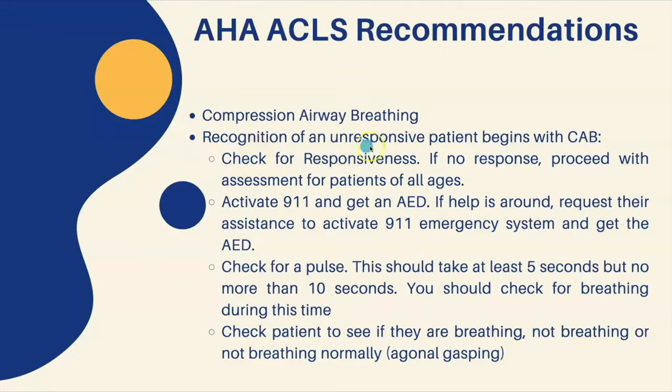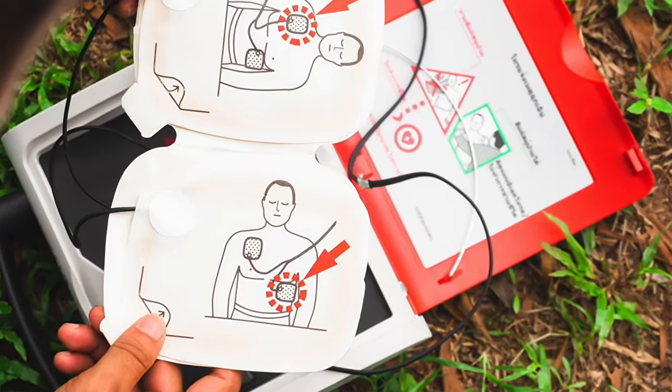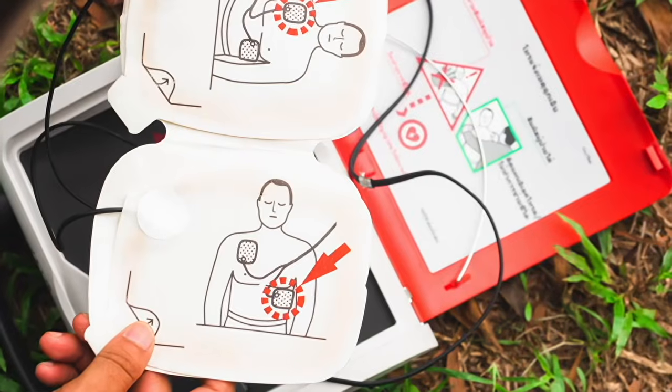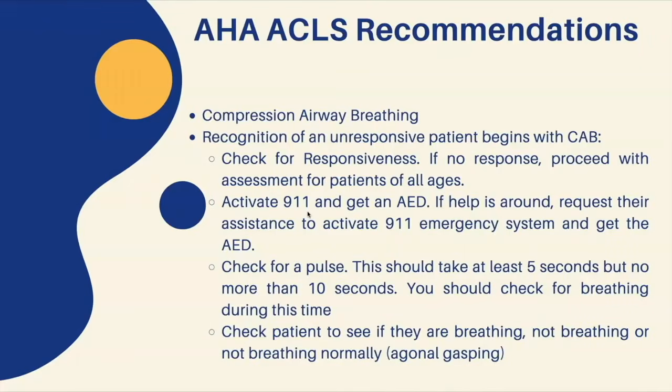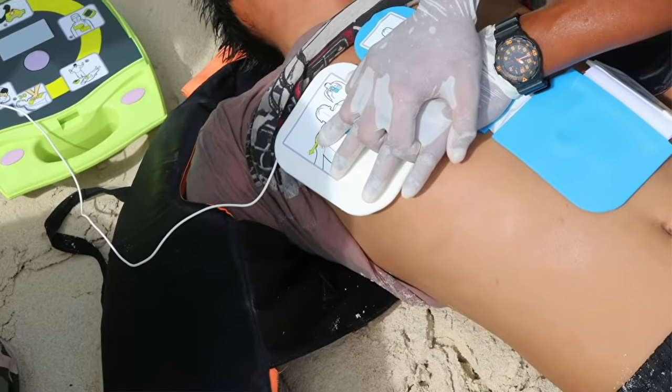The recognition of an unresponsive client begins with the whole tap, hey, hey, hey, can you hear me? If they can't hear you, you want to activate 911. If there's several people around, you point to a specific person and you say, hey, you, can you call 911? And you can designate someone else to go get the AED. If there's just one person there, you can tell them, call 911 and go get me an AED. If there's several people around, you can tell one person to call 911 while another person could go grab an AED. If help is around, request their assistance to activate the 911 emergency system and get the AED.